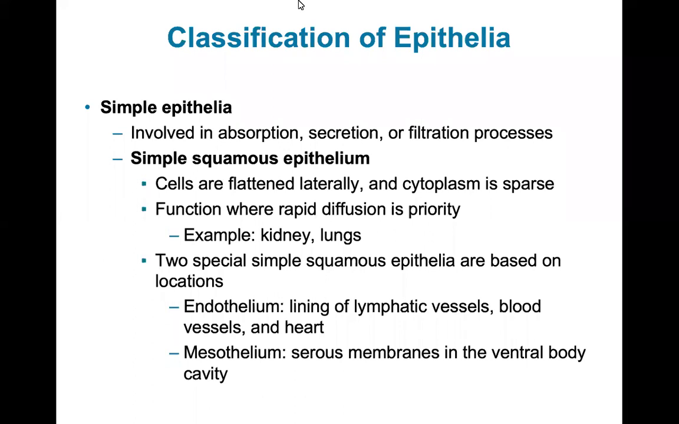So looking at simple squamous epithelium, the cells are flattened laterally and the cytoplasm is pretty sparse. This is going to be especially useful where we have rapid diffusion as a priority. So we will find simple squamous epithelium in our kidneys and lungs, okay? Two special simple squamous epithelia are based on locations. The first is the endothelium. This is the lining of lymphatic vessels, blood vessels, and heart. And the second is mesothelium. This is a serous membrane in the ventral body cavity.